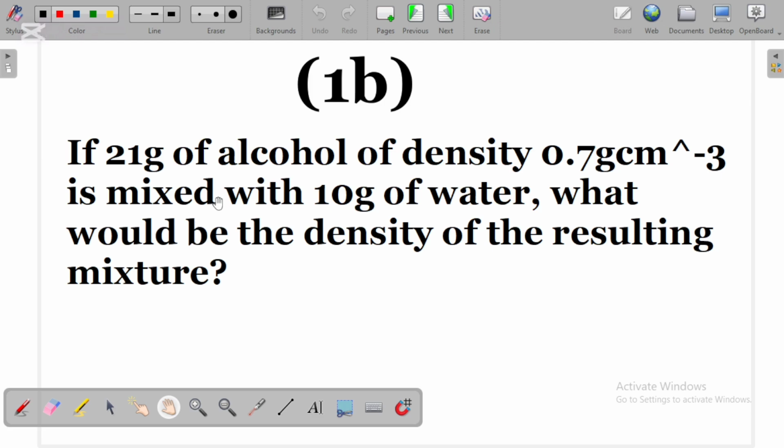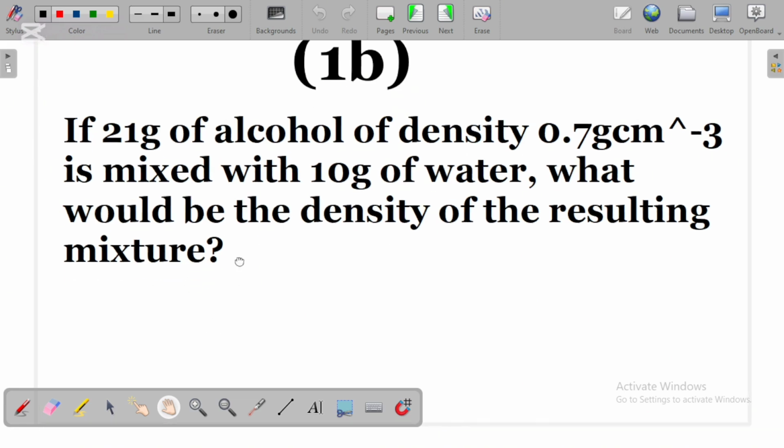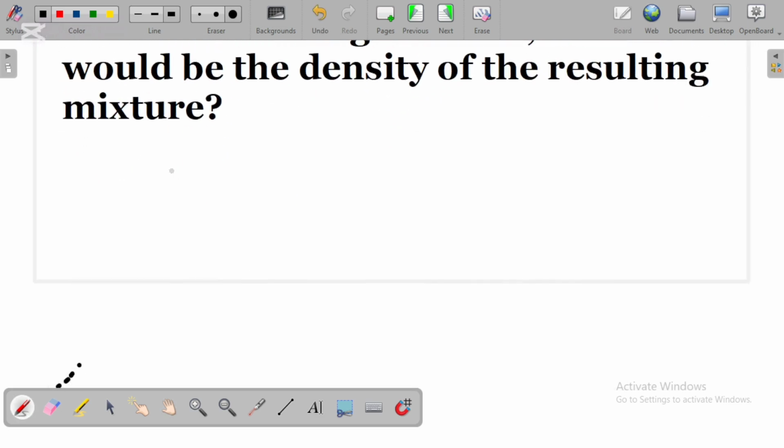Alright, now let's solve the next question. Question 1b. If 21 grams of alcohol of density 0.7 gram per cm cube is mixed with 10 grams of water, what would be the density of the resulting mixture? All right, let's write the solution.